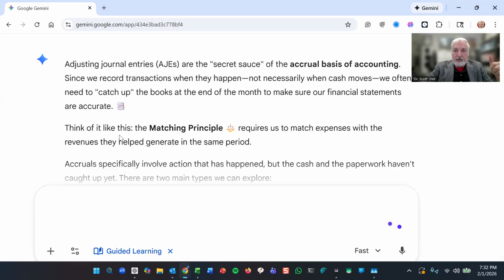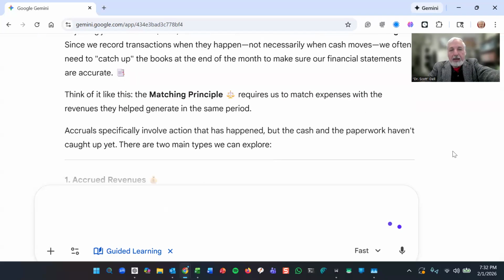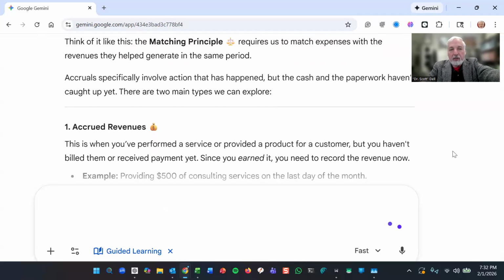Cash is not an adjusting journal entry, as I mentioned before. It's a transaction. If you have a bank fee, we're going to deduct that from our cash, from our bank account. But the reality is we do not have an adjustment for cash. It's actually a transaction. So AJEs are never cash. The event happened, but the cash and the paperwork haven't caught up yet.